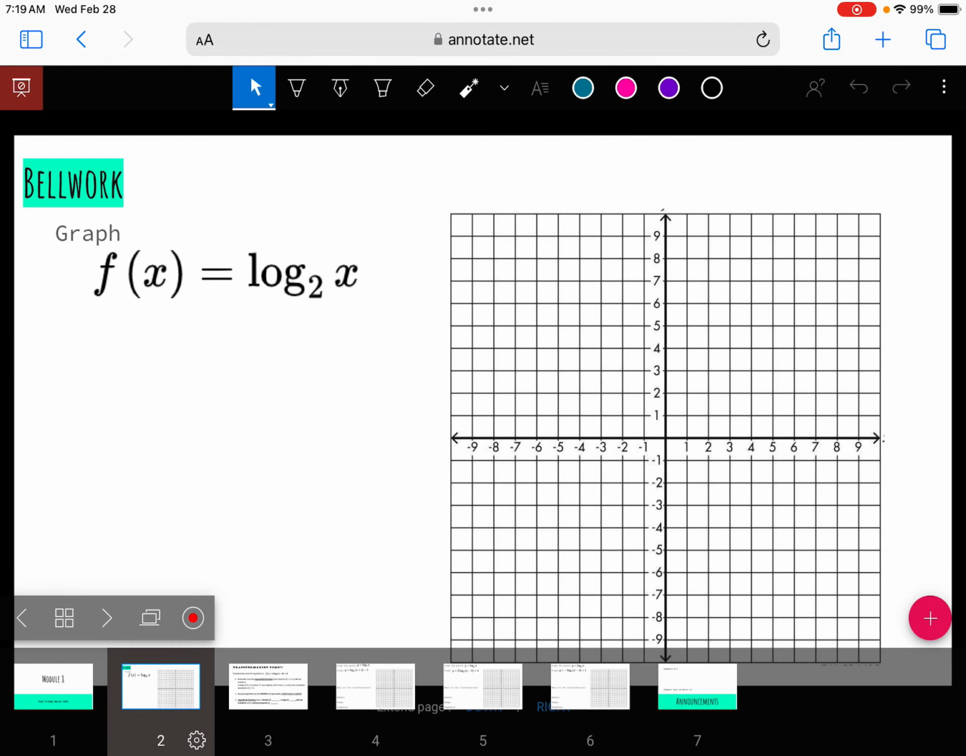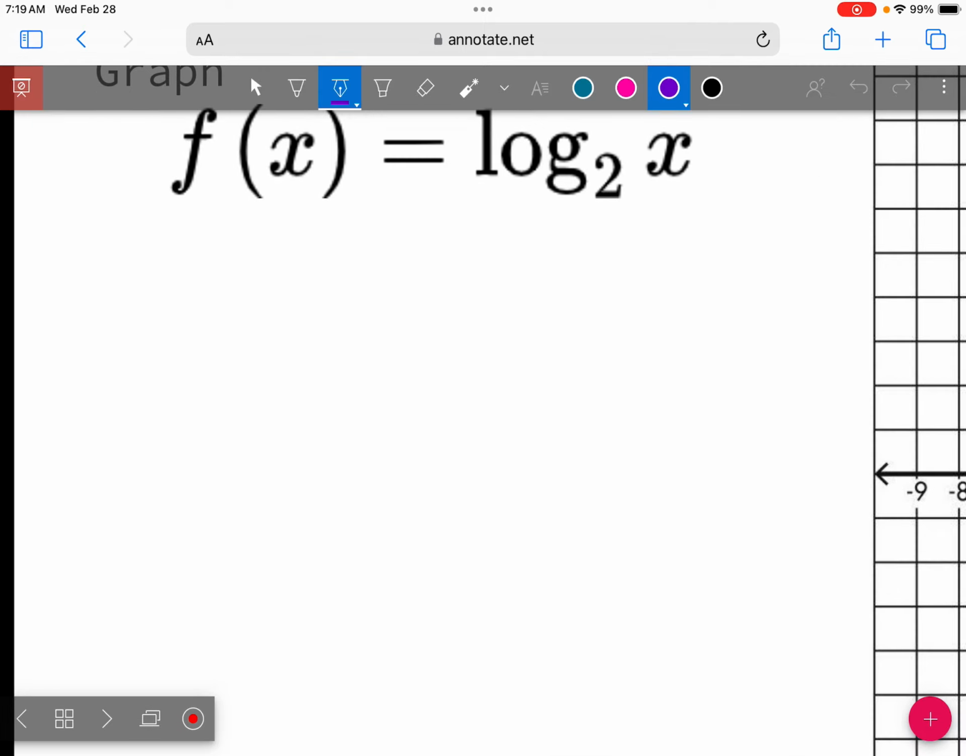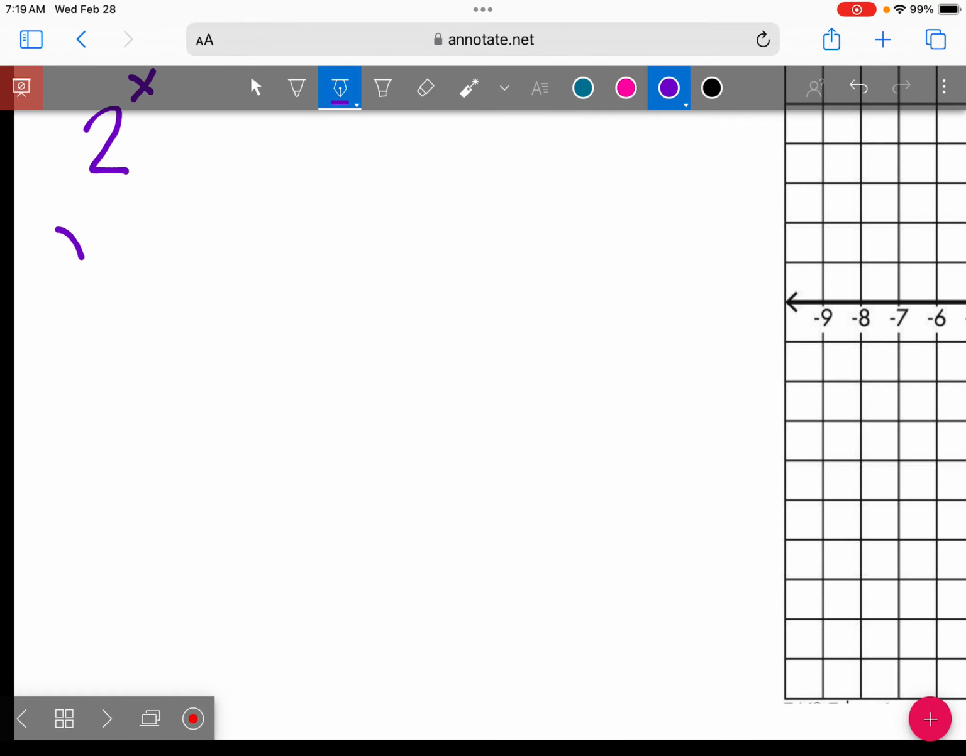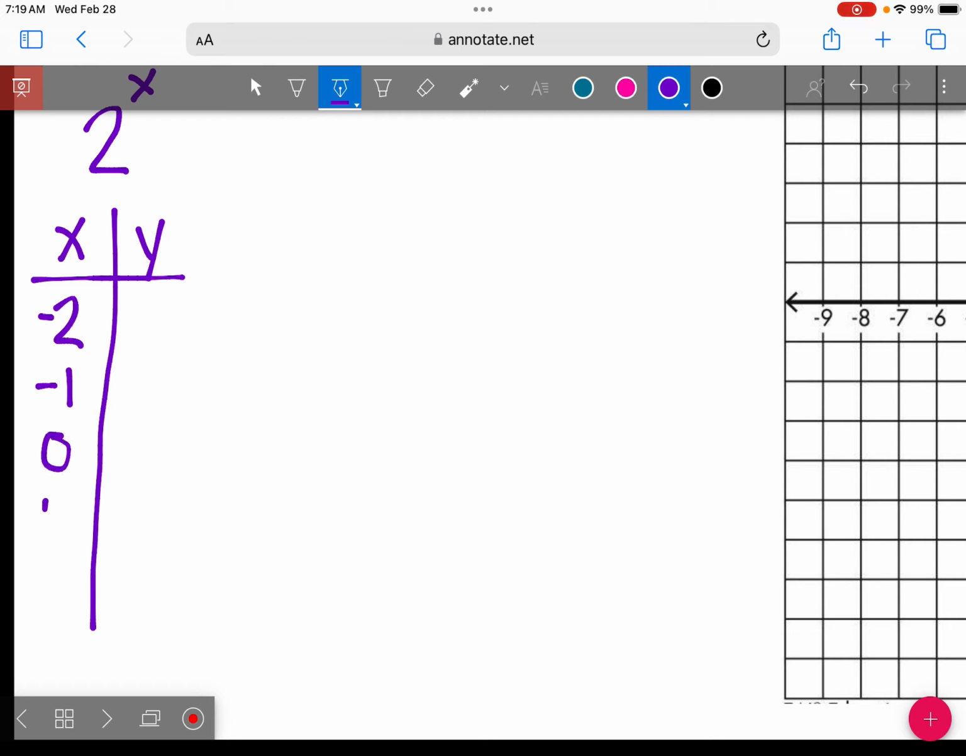All right, let's go through this. This is using what we did yesterday. So we're trying to graph log base 2 of x. I did not tell you what our exponential parent function was, but what is our exponential parent function? 2 to the x. So we're going to start by looking at the table for 2 to the x, where we wanted that good view of the middle, our -2, -1, 0, 1, and 2.